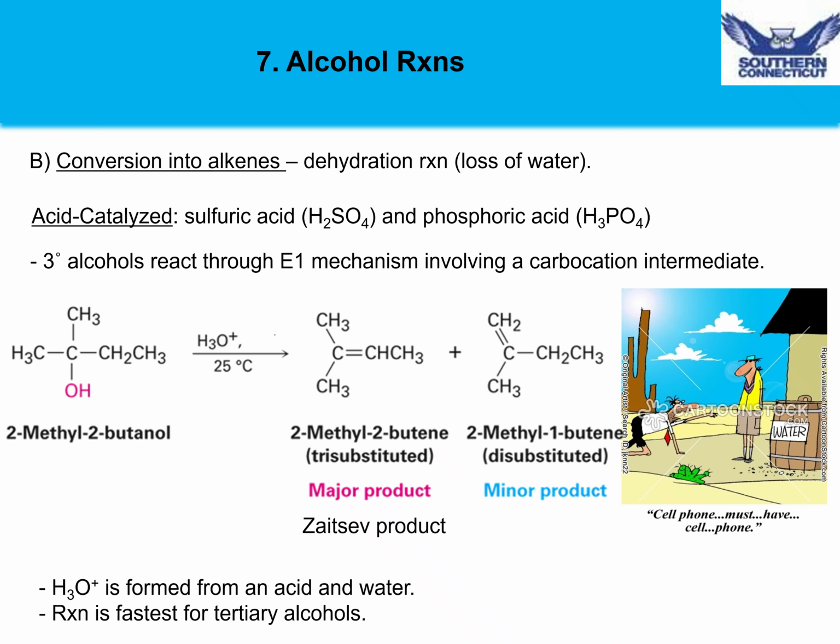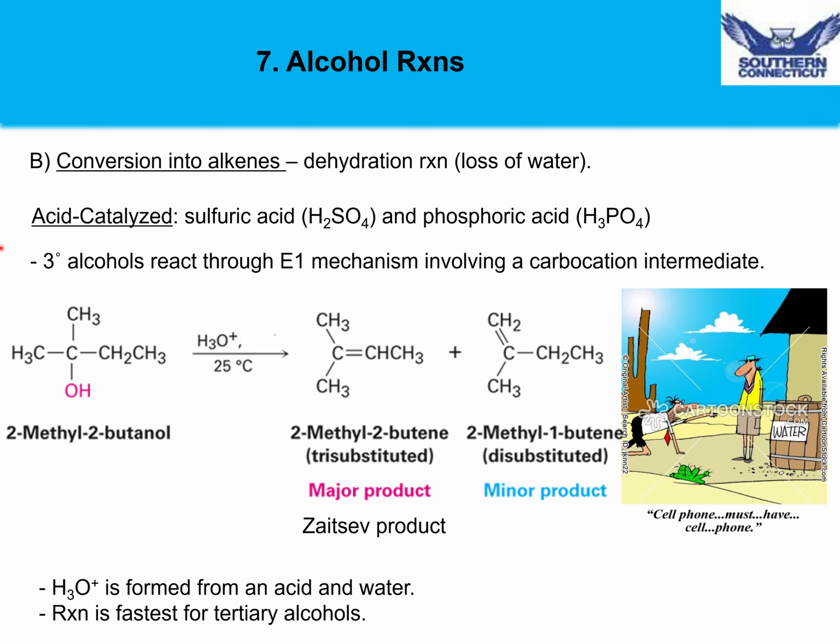Alcohols can be converted into alkenes through a dehydration reaction, in other words, the loss of water. Now, we can do this a few ways. One of the most common ways is through an acid catalyzed dehydration, where we use sulfuric acid or phosphoric acid to convert alcohols into alkenes.